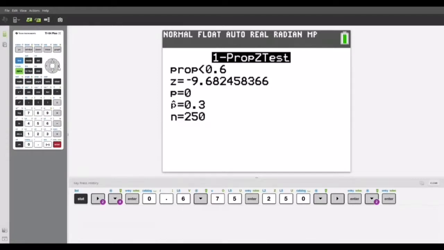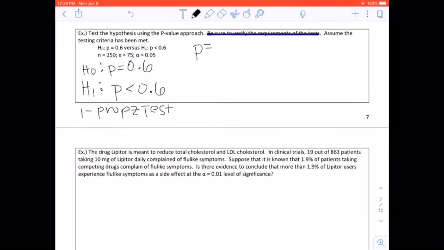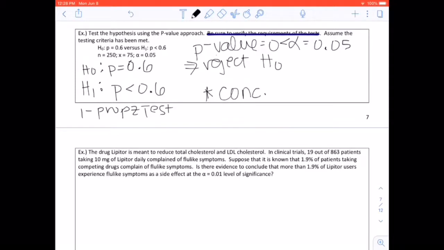You get your p-value, and z, which is your test statistic. From the calculator, we get a p-value equal to 0, and this is less than alpha. Alpha was 0.05. So this means we are going to reject our H naught, or our null. We normally would write a conclusion, but since this is not really a word problem, I will leave that up to you to try on your own. But we will do that from now on with the other word problems that we have.